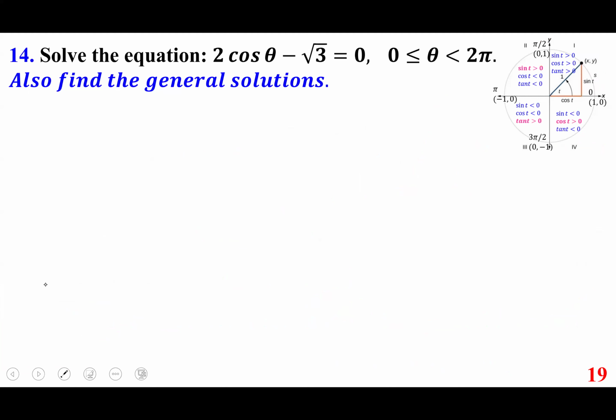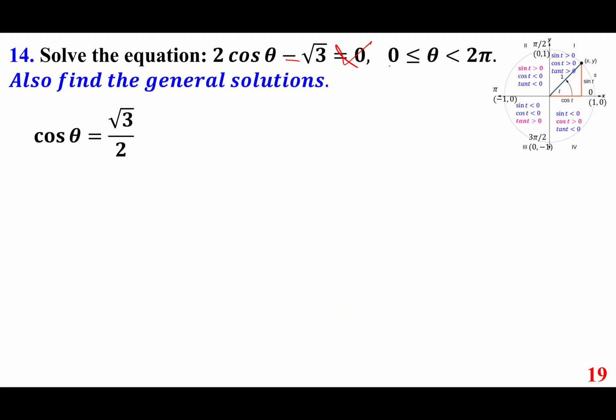Two cosine theta minus square root of 3 equal to 0. We're going to solve it between 0 and 2 pi. Also want to find the general solution. First and foremost, you move this. This becomes equal to this. And then you divide it by 2.